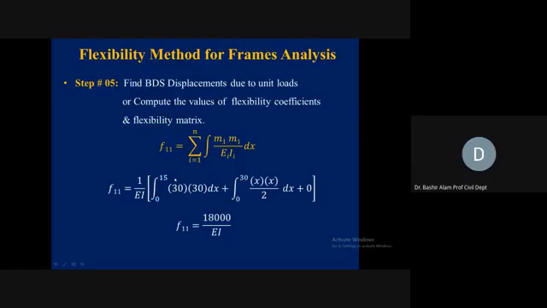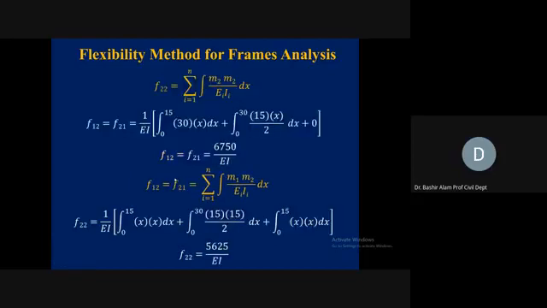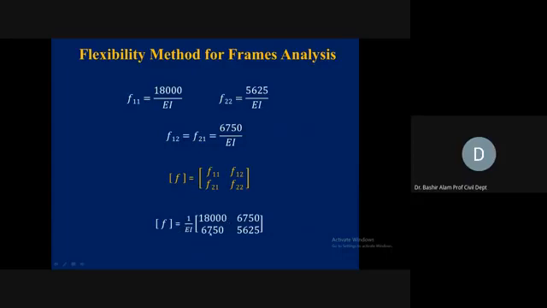F11 is calculated as 18,000 over EI. Next, we go to F22, which will be the product of the m2s. F12 is equal to F21, and we find it now: 30 times x dx, 15 times x dx, and this is 0. So F12 is equal to F21. Then F22 is x times x, 15 times 15, and x times x, so F22 comes out as this value. The flexibility coefficient matrix is complete now.